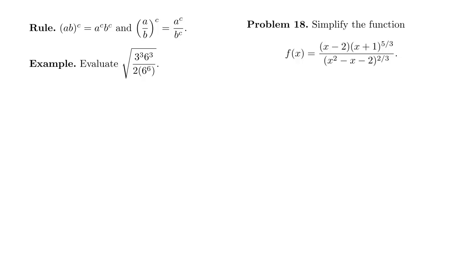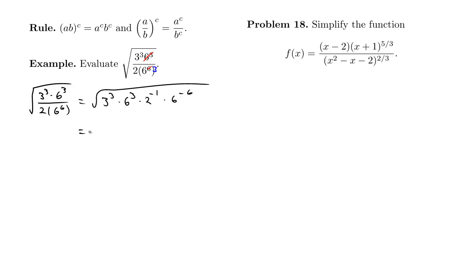Let's evaluate the square root of this fraction. First, we can cancel 3 6's in the numerator with 3 of the 6's in the denominator. Another way to see this is that we can write the denominator using negative exponents. So our old expression is the same as the square root of 3 cubed times 6 cubed times 2 to the minus 1 times 6 to the minus 6.